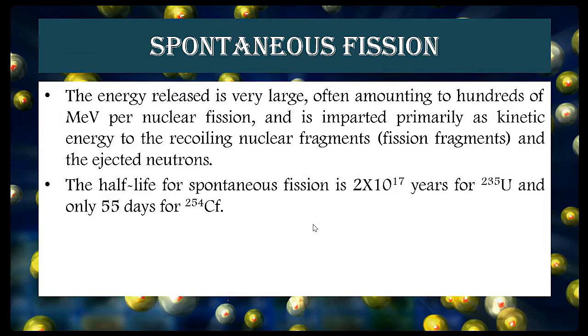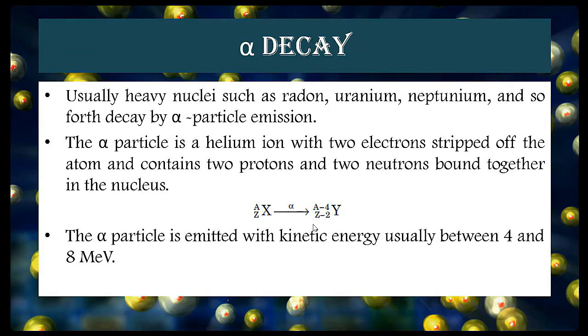So that is the half life. Most of the time, if the spontaneous fission is of uranium 235, the half life will be 2 into 10 raised to 17 years, and if it is californium, it will be 55 days. Next, we have alpha decay.